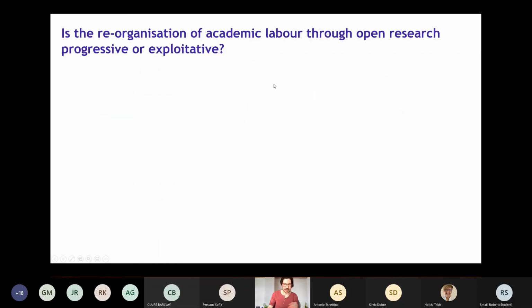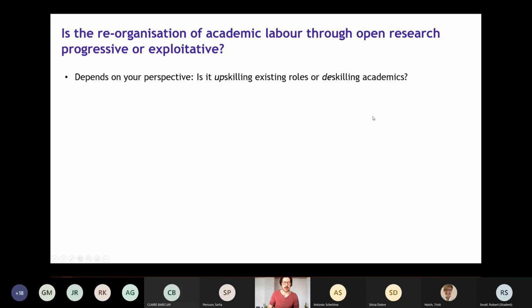So this is my final slide. I've gone over a little bit. Is this reorganization of academic labour then progressive or is it exploitative? And it kind of depends on your perspective. Is unbundling research labour into these different parts upskilling the existing lab technician who doesn't get credit on paper, and actually saying, hey, you're a vital part of the research process here? You should have your own career track and be rewarded just as much.